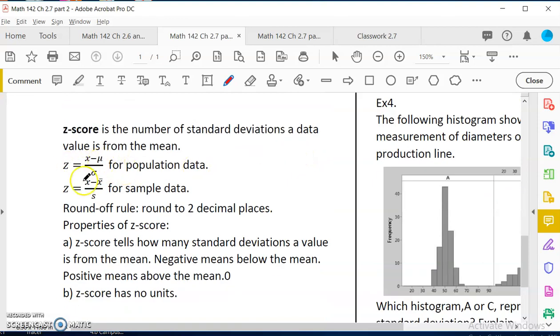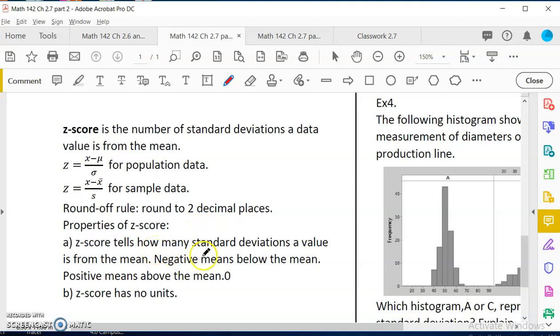Okay, so z-score is defined as how far you are from the mean divided by the tick mark of sigma or S. If it's population data, we use sigma. If it's sample data, we use S. The round-off rule for z is 2 decimal places. This is more historical than anything. It's just that in the old days, we had tables of z-scores and they were all 2 decimal places.